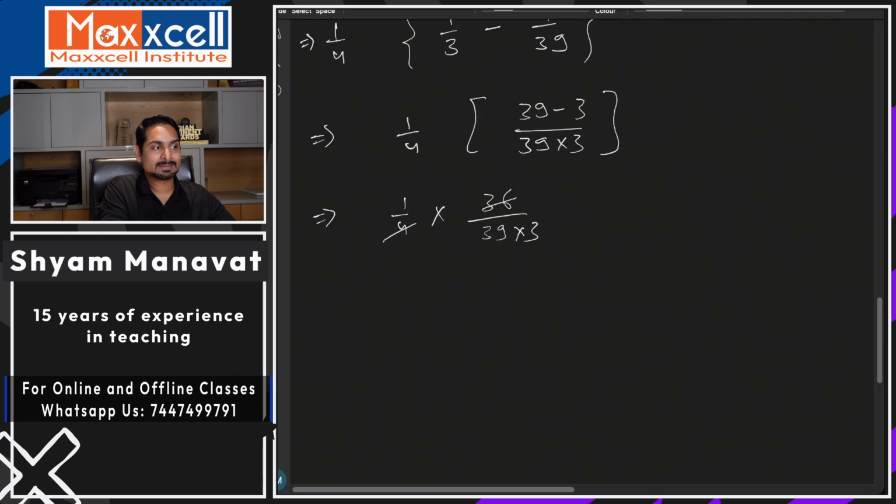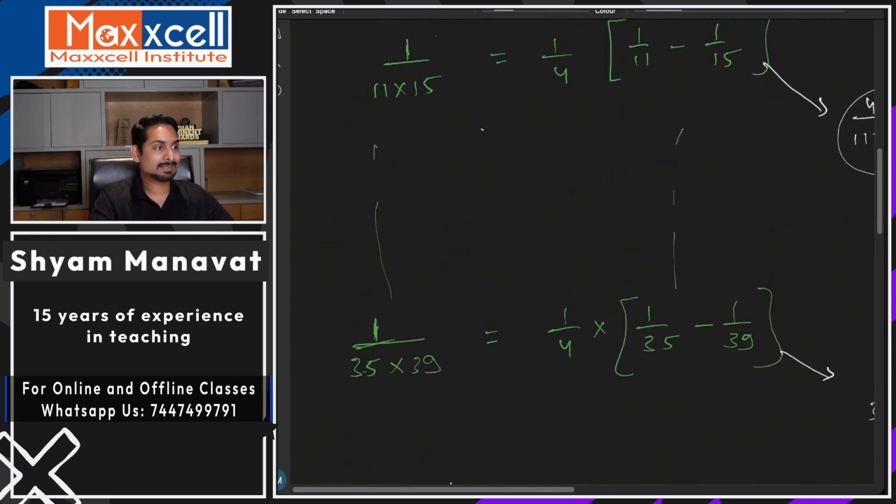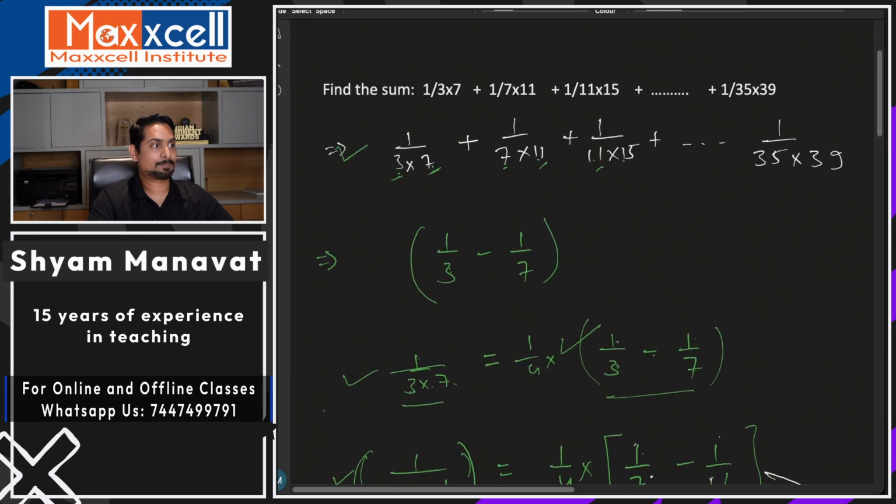Simplify. This is 4 nines are 36, and then you get 3 threes are 9. So, and here you get what? 3 ones are 3 and 3, this is 13. So all in all, you got the answer as 1 upon 13, correct? This is the answer. This is the answer of the series which we wanted to find the sum.